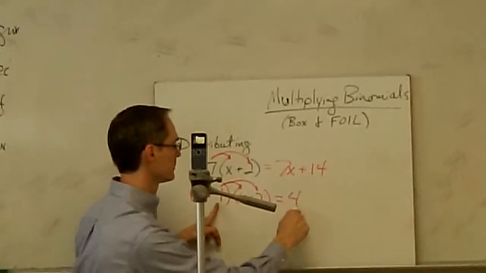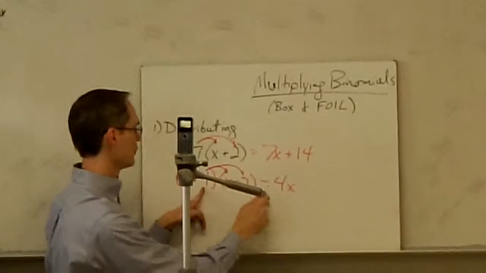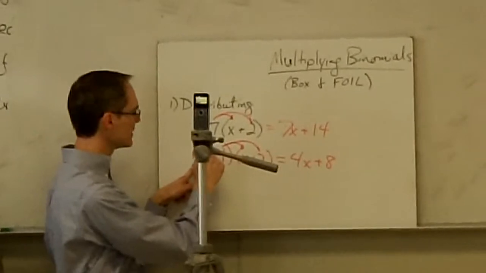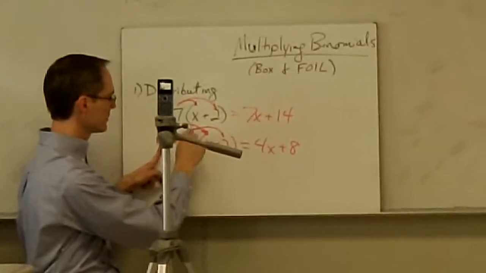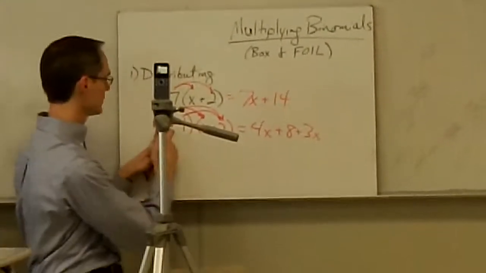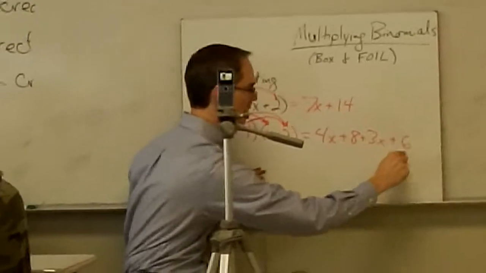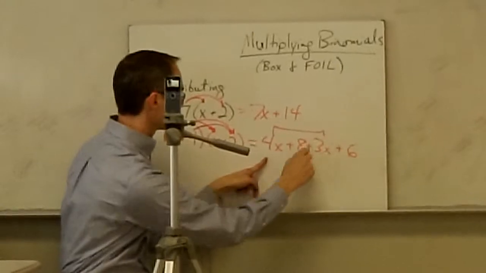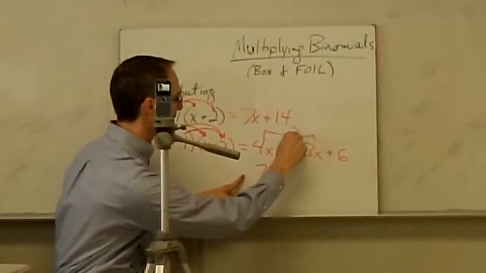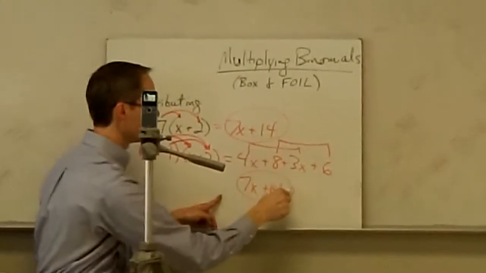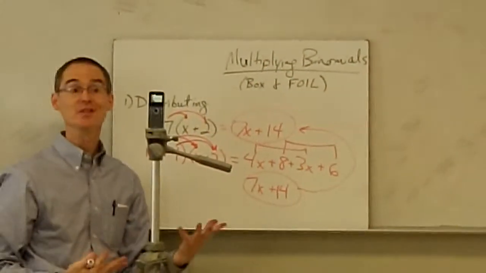So that would be 4x and 4 times 2 is 8. Then I need to do the same thing with my 3. That is, I need to say 3 times x and 3 times 2. So 3 times x is 3x, and 3 times 2 is 6. Now if I collect up all my like terms, 4x and 3x is 7x, and 8 and 6 is 14, and I get the same thing that I got before. This is all you're doing when you are multiplying binomials. You're just using the distributive property.